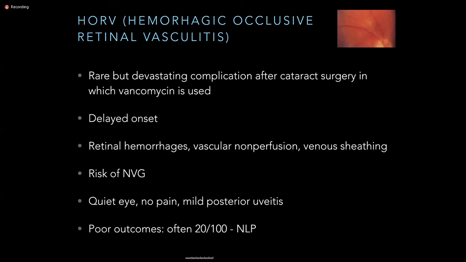This slide is not in the book. It's a slide on HORV, which is hemorrhagic occlusive retinal vasculitis. This is a relatively newly discussed condition that's rare, devastating, and it's typically seen as a complication after cataract surgery in which vancomycin was used.